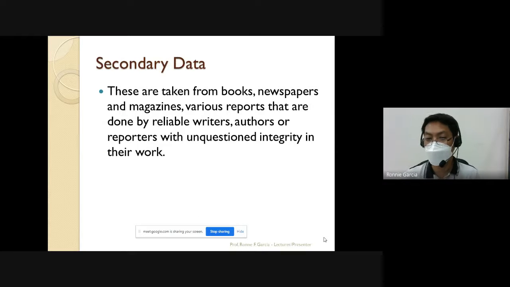So definition of secondary data, these are taken from books, newspapers, and magazines, various reports that are done by reliable writers, authors, or reporters with unquestioned integrity in their work. Kaya mo yung mga dili nimo kaya i-reach out nga mga tao nga kailangan nimo. So mangita kag laing tao para mo kuha og data.